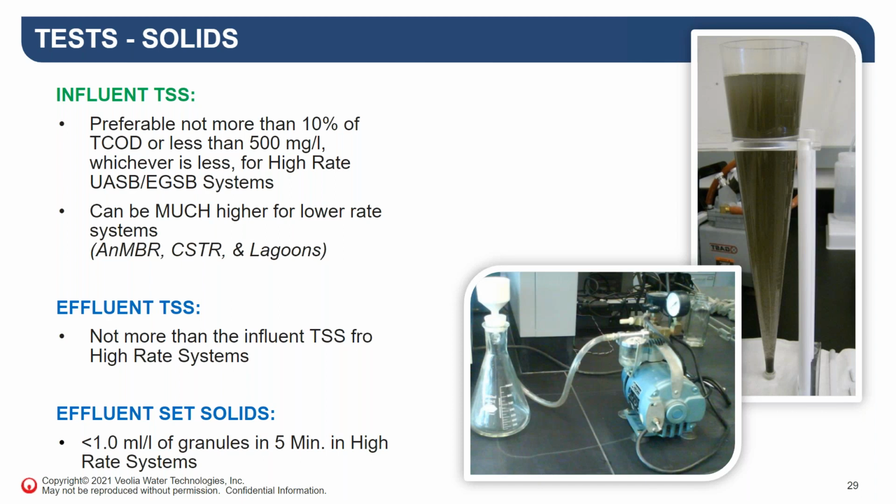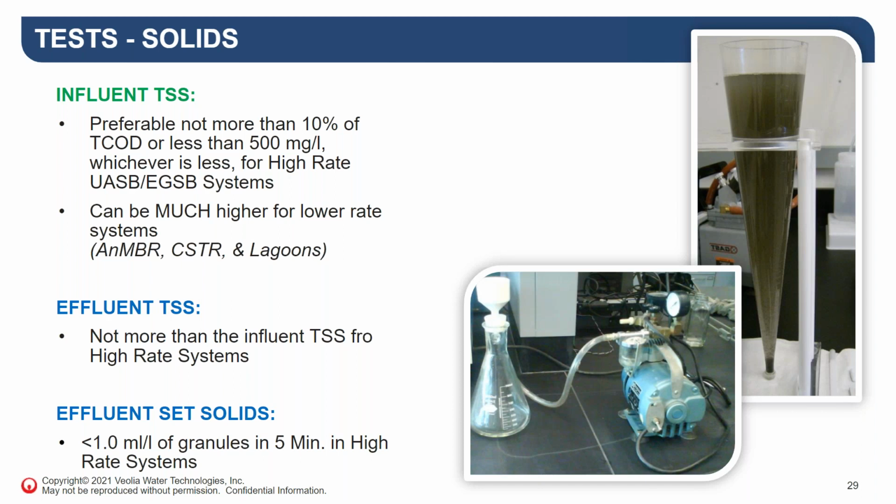Solids. What do we want them to be? On the influent, for the CSTRs, we don't really care. Anaerobic MBRs, don't care very much. In lagoons, we don't care very much. But on the UASB, EGSB high rate systems, preferably the TSS should not be more than 10% of the total COD concentration. And in the EGSBs, we really like it to be less than 500, but very rarely do we see that. But what does that 10% mean? That means if your COD is 10,000 milligrams per liter, you don't want your TSS to be more than 1,000 milligrams per liter. Okay.